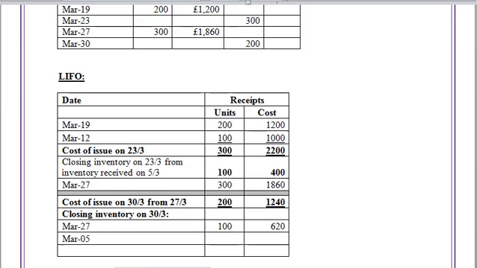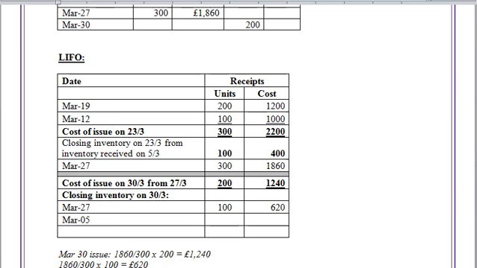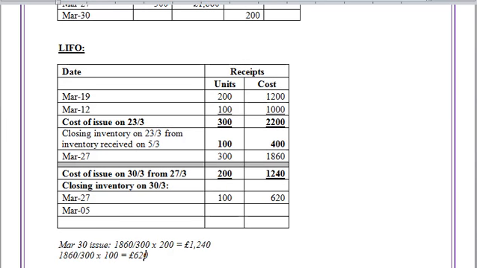which again is 1860 divided by 300 times 100. So 1860 divided by 300 times 100 will give me the value of the remaining 100 units that I have not yet issued from the bracket I bought on the 27th of March.